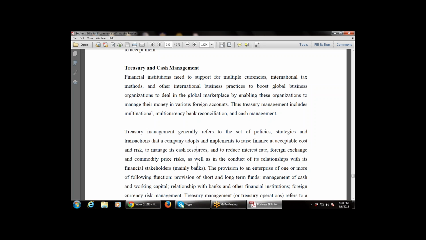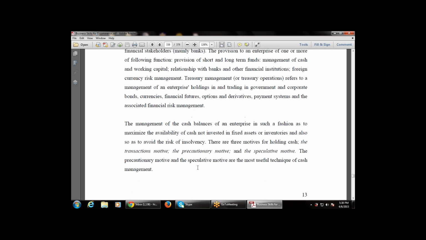Whatever the policies, whatever the cost that is acceptable, that is done by treasury management. In the same way, the management of cash balances is also used to maximize the availability of cash not invested in fixed assets or inventories, and also to avoid the risk of insolvency. That is, there is no insolvency in the case of cash balance management.